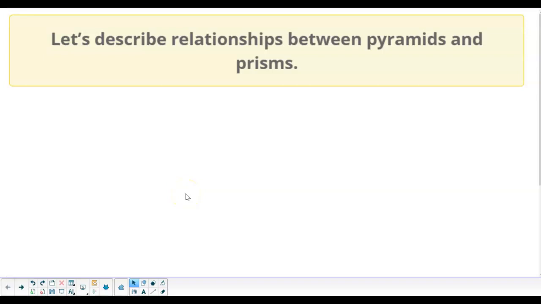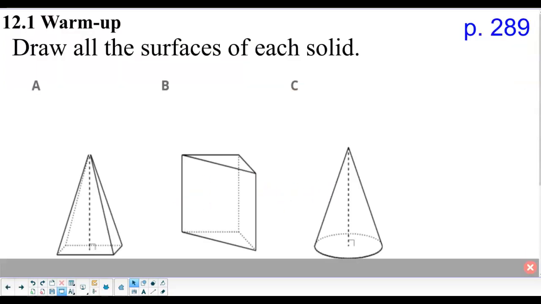Good morning, everyone. We're going to be looking at relationships between pyramids and prisms today. We'll start off with the warm-up for lesson 12. So if you could turn to page 289 in your book, your job is to draw all the surfaces for each of the three solids. So we'll give you about 5 minutes.